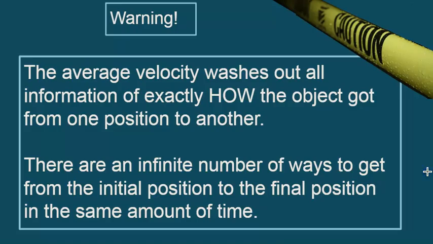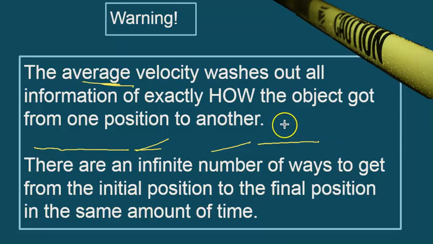Okay, and then a couple more slides. Thanks for your patience. The average velocity washes out all the information of how the object got from one position to another. There's an infinite number of ways to do that. So, for example, in the last one we talked about, a person could meander their way, and then for the last 3 meters of the race, run like heck. That would be the same as if the person ran really fast and then, tired, walked the whole way, which would be the same as if the person walked the rest of the way.